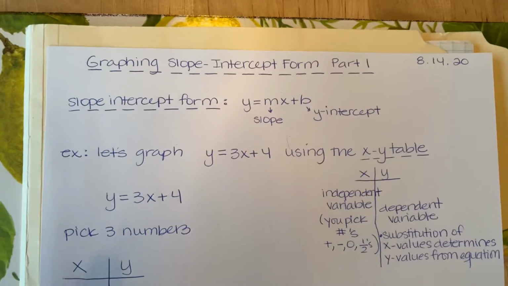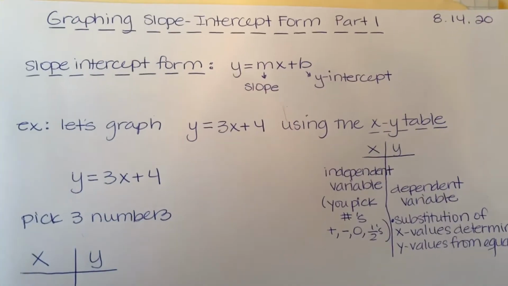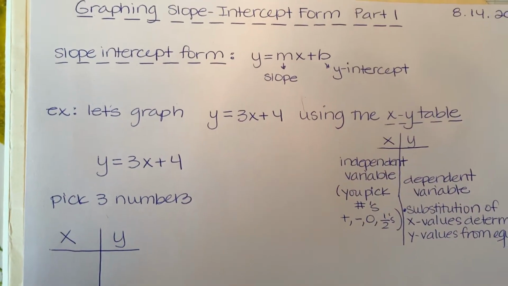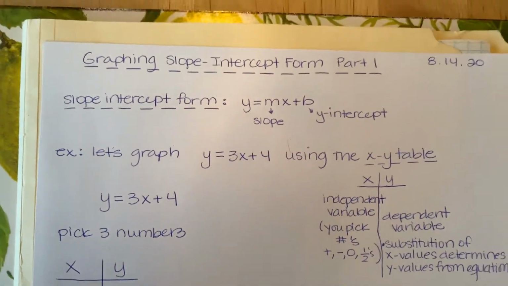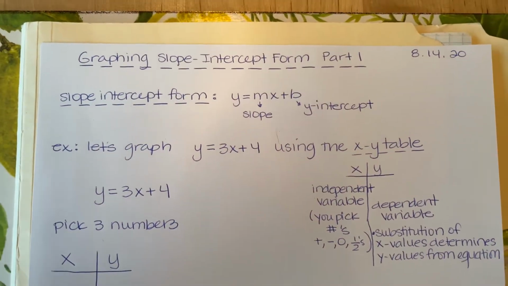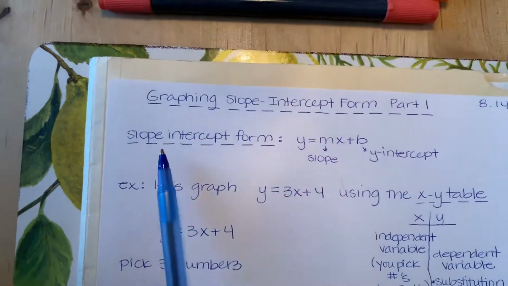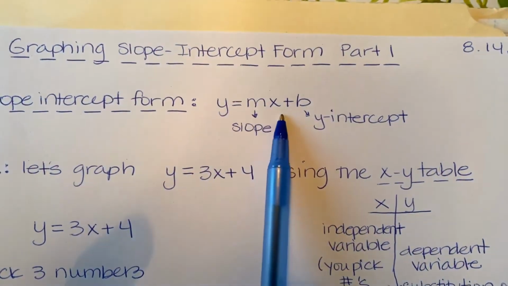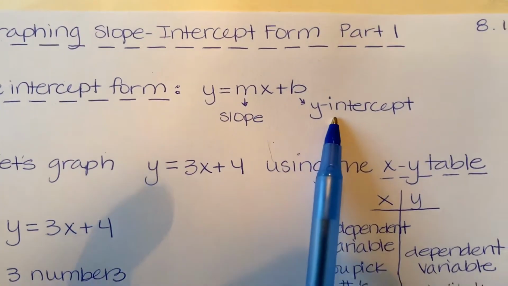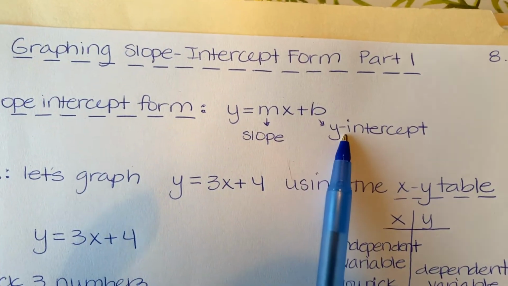Okay, you're going to graph slope-intercept form. This is part one. The other part we will cover inequalities, graphing inequalities. So part one is with this equal sign. The other one will be with inequalities. Okay, slope-intercept form: y is equal to mx plus b. M is a slope, b is a y-intercept, right?